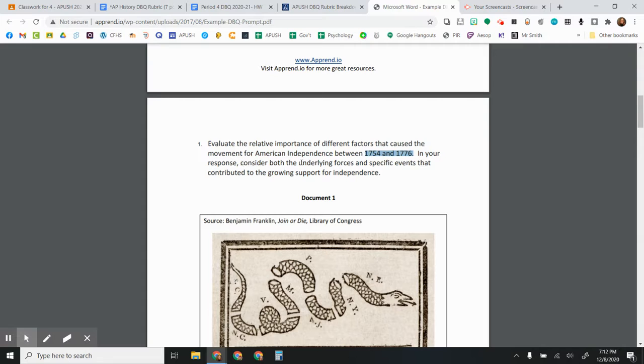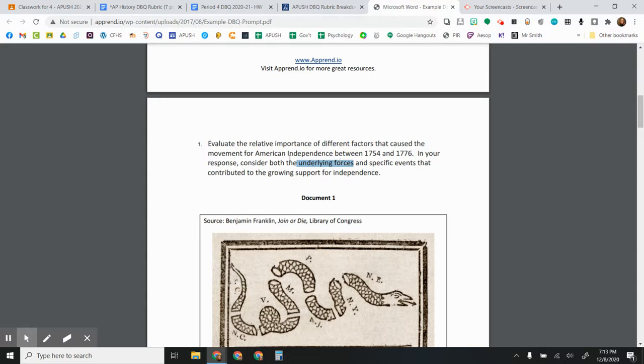In your response, consider both the underlying forces. Okay, this is things like Thomas Paine's Common Sense, Jean-Jacques Rousseau's social contract theory, John Locke's ideas about natural rights of man, and specific events, Stamp Act, French and Indian War, Continental Congress, the Albany Plan of Union, Intolerable Acts, Stamp Act, all of those things. Those are specific events. The forces are more the ideas that are affecting the colonists' opinions.